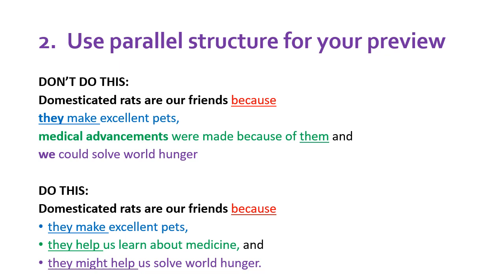And because each item in the list has the same structure, we call that parallel structure. The items are parallel to each other in their word patterns. That's a goal that we want to have. We like the second one better.